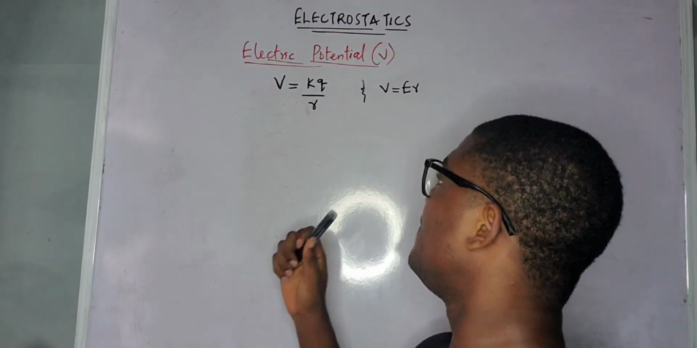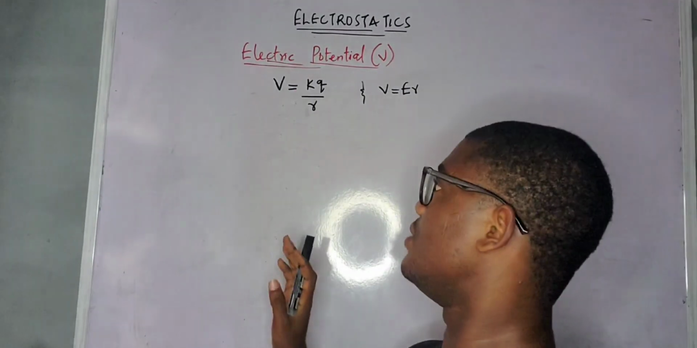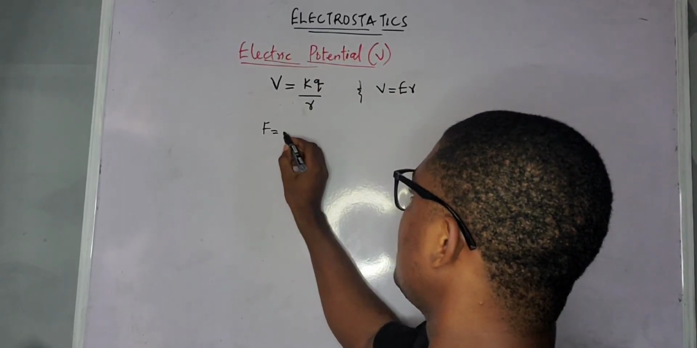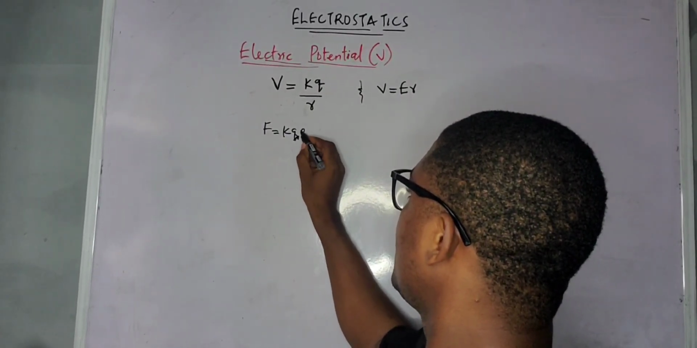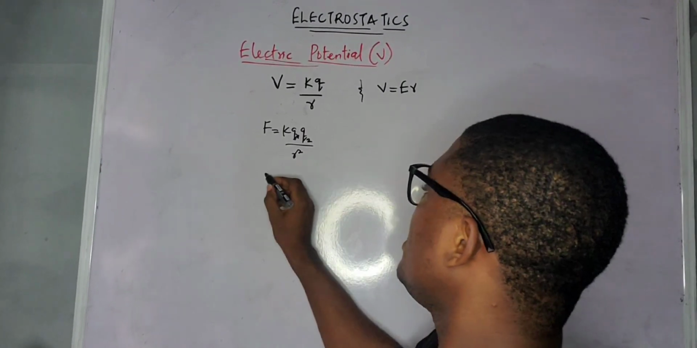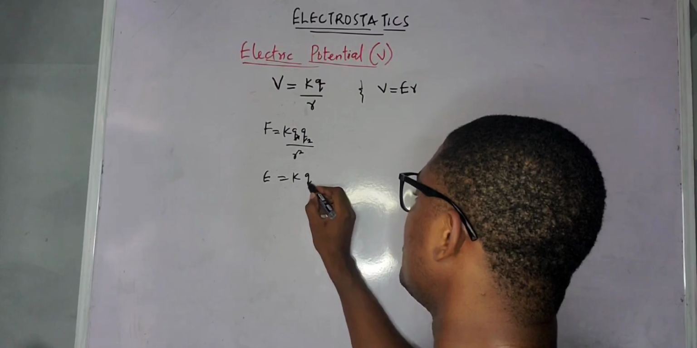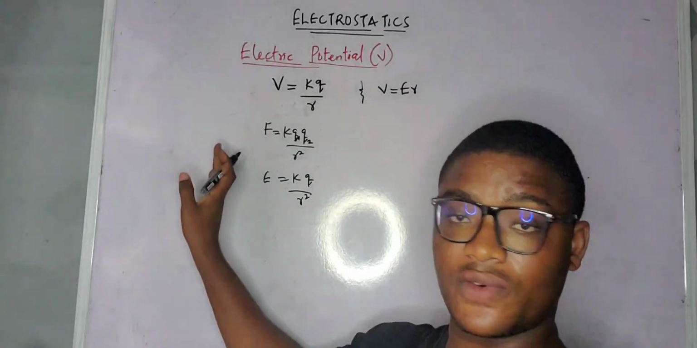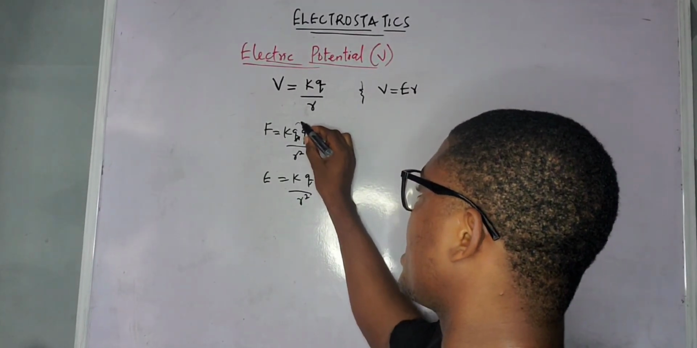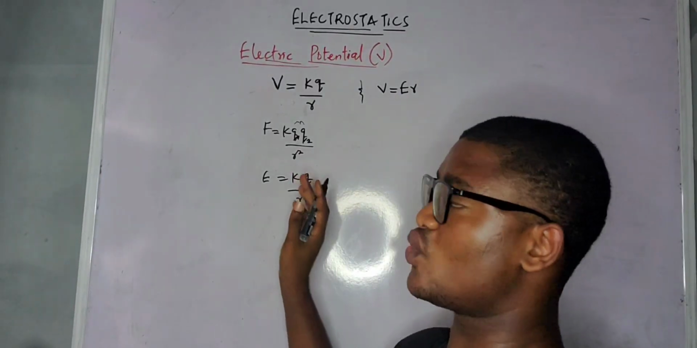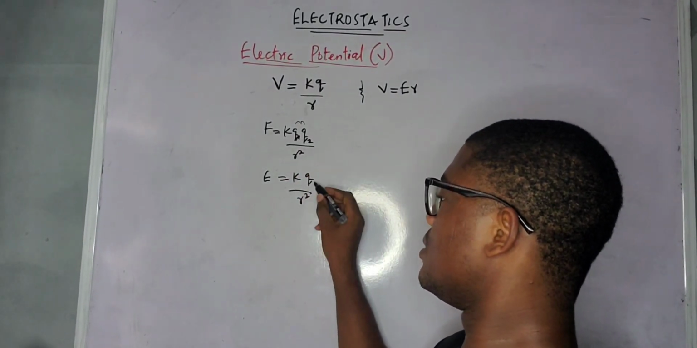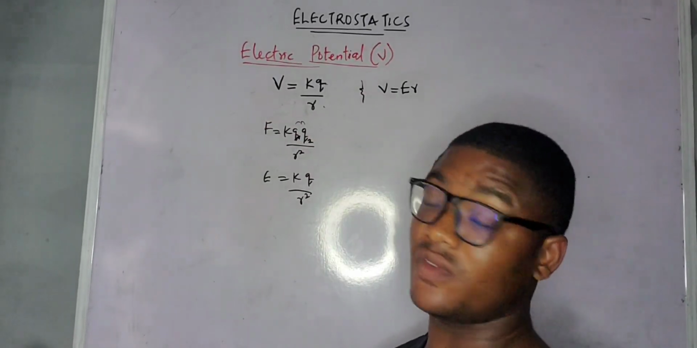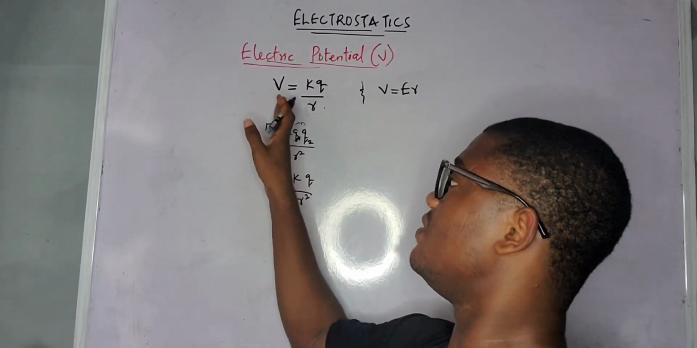So we have electric potential V equal to KQ over R. Before I move on, don't forget that F is equal to K Q1 Q2 over R squared, and E, electric field intensity, is equal to KQ over R squared. If you notice one trend there, the first one, the electric force, has both Q1 and Q2, and the R is squared. If you check the next one, there's only one Q and R squared. If you check the last one, electric potential, it is just one Q and one R. That is the formula of the electric potential.